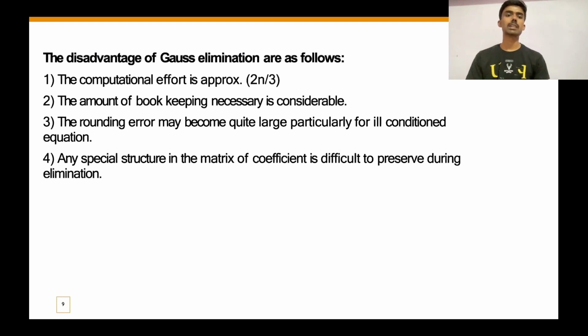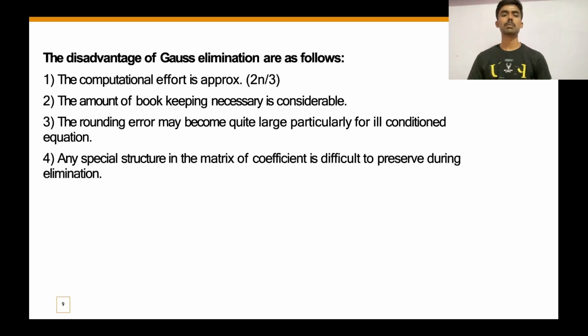Now, as per the disadvantages of Gauss elimination, the computational effort is approximately 2n cubed by 3, which is quite high. The amount of bookkeeping necessary is considerable. That means you have to keep track of a lot of values.